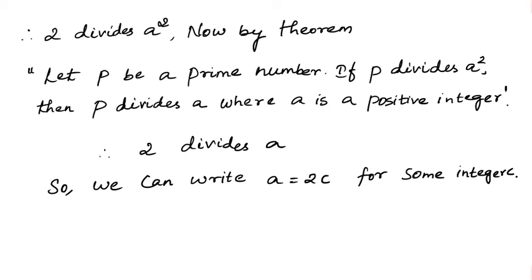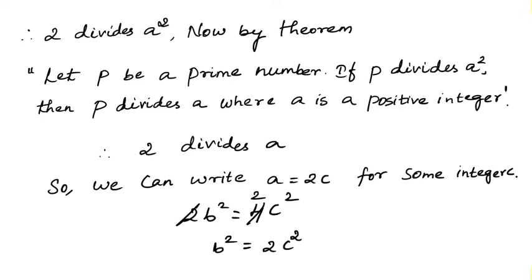So substituting, we get 2b square is equal to a square. In the place of a, we'll substitute 2c. So we'll get 4c square. So 2 and 4 will get cancelled. So we'll get b square is equal to 2c square.